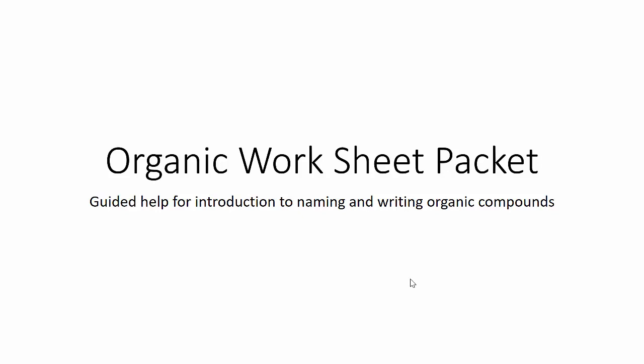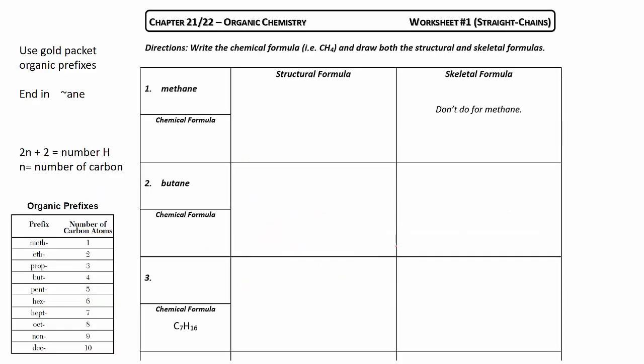Just a little introduction video with information on how to work through our worksheet packet. Just some quick ideas to go through each part. Now remember, carbon can make up to 4 covalent bonds, either to another carbon or to hydrogen. So hydrogen can always just make 1 covalent bond. So that'll be kind of our starting point here.